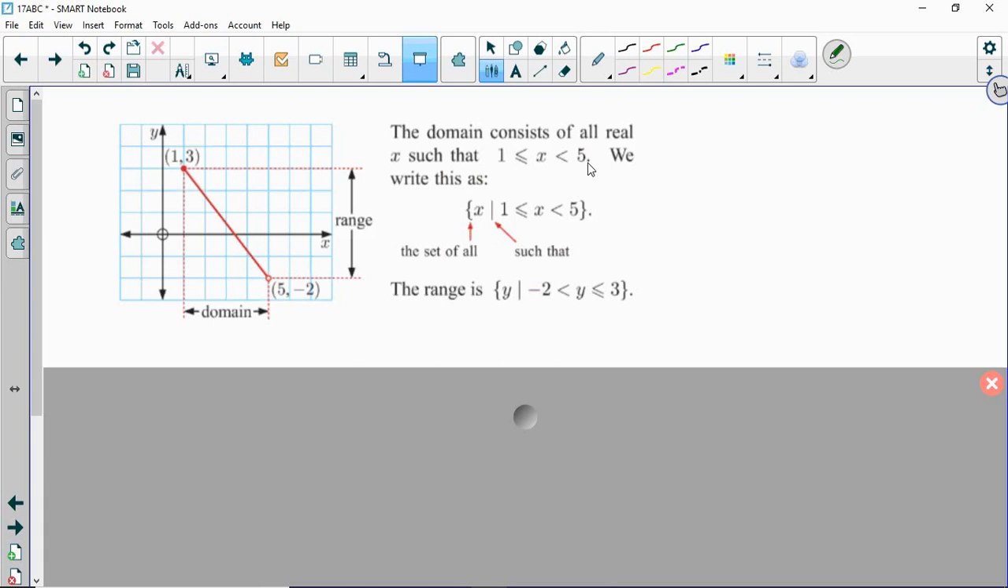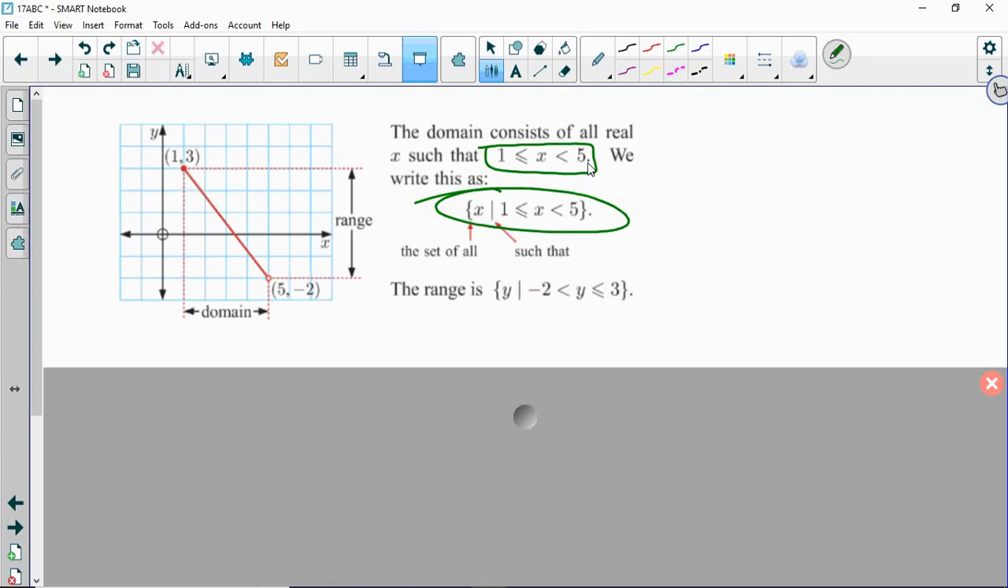A very professional way to write this answer is here, where we write, again, the squiggly brackets, and then it's x, and then we write this vertical line, which is shorthand for the words such that, and then we just write the inequality. We don't need to do all that. If you just write the inequality for the domain, we're good to go.